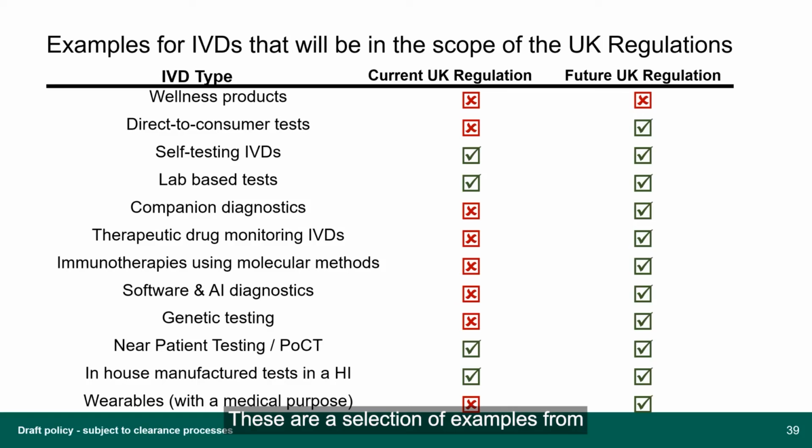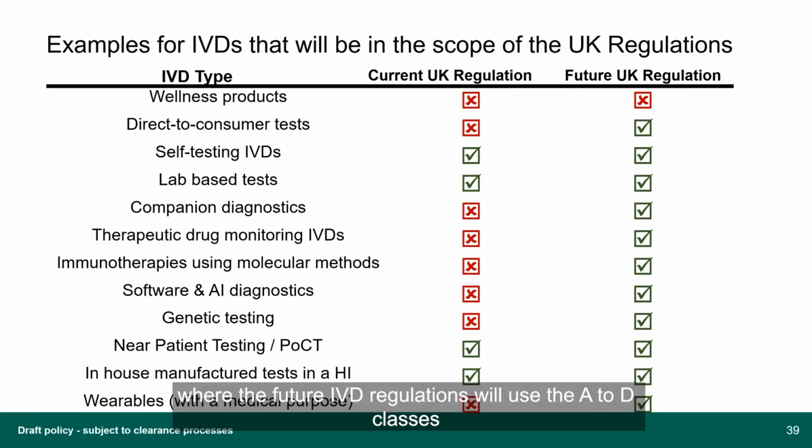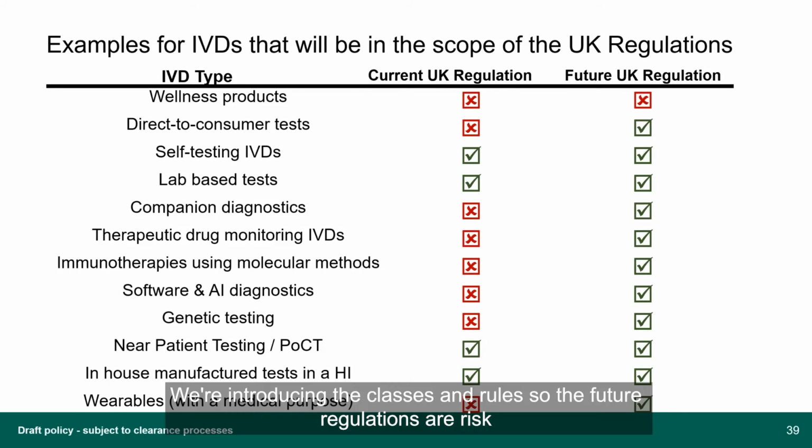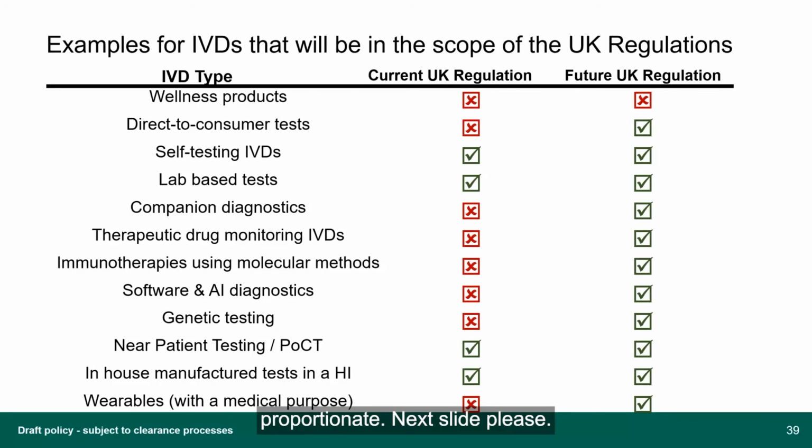These are a selection of examples from where the future IVD regulations will use the A to D classes, as well as the rules I've mentioned before. We're introducing the classes and rules so the future regulations are risk proportionate. Next slide, please.